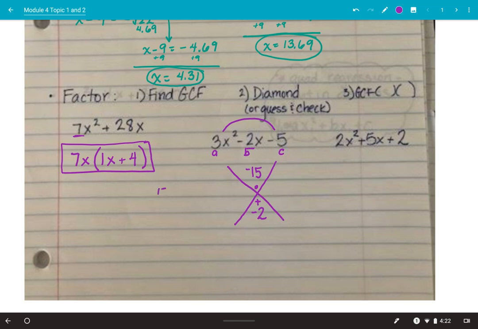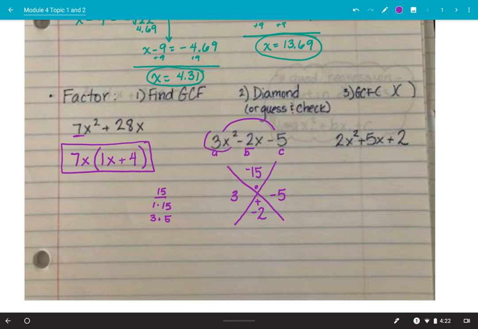So you can always go to the side, and we know 1 times 15 and 3 times 5. The only way we can get 2 is 3 and 5. And we know we have to have a negative because a negative times a positive gives me that negative 15 on the top. So we just have to decide which one is negative. Since the bottom's negative, we want the top to be negative, or the largest negative.